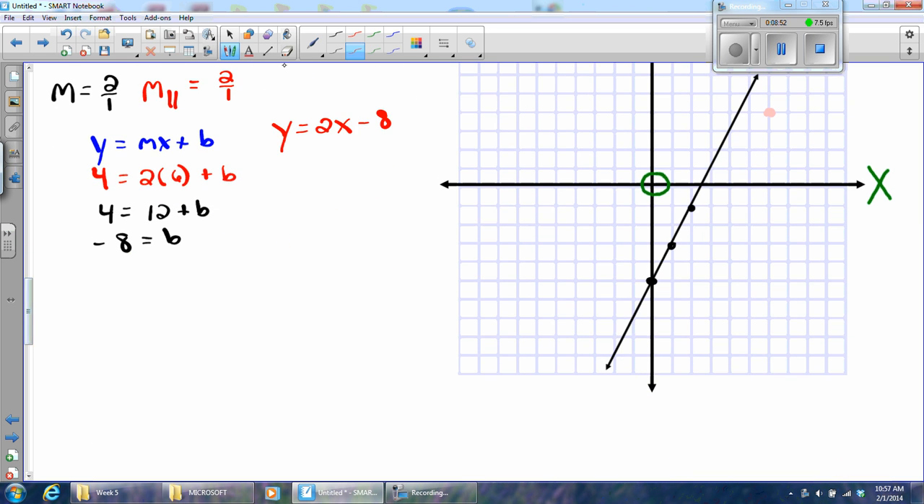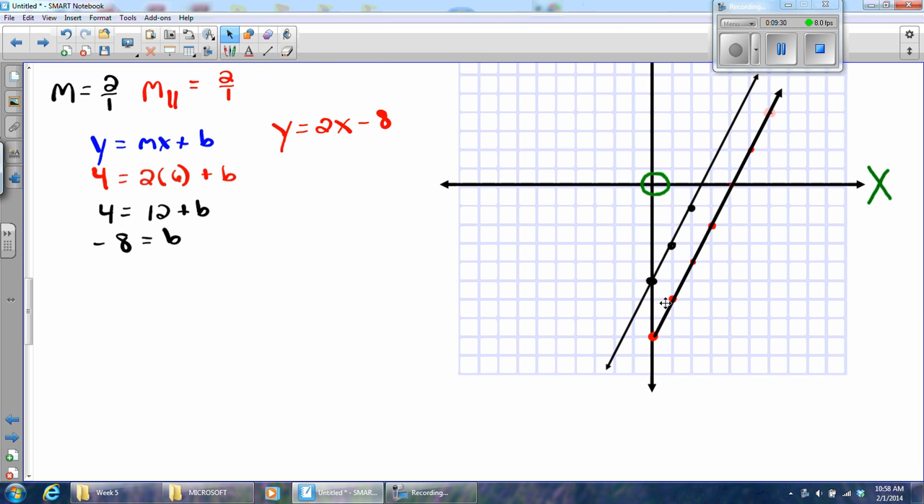Okay, so let's go down here to negative 8. Oh, I'm sorry, 10, 9, 8. There we go. And let's just do our rise and run and see if we hit that pink point up there. So it's rise 2, run 1, rise 2, run 1, rise 2, run 1, rise 2, run 1, rise 2, run 1, and look at that, it's going to hit right there. Perfect. So in fact, that is the line parallel to the original line.